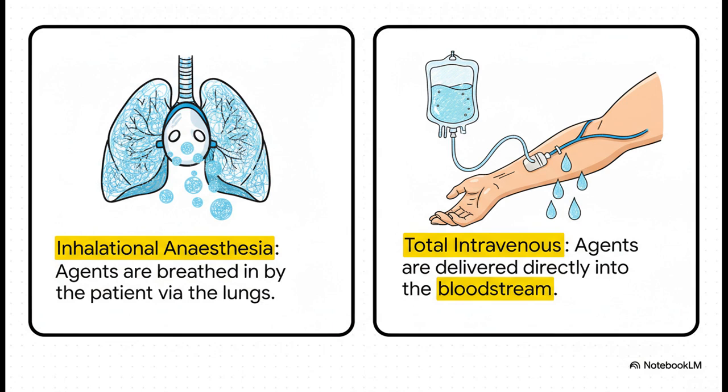The first, and maybe the most common, is inhalational anesthesia. The anesthetic agent is turned into a gas that the patient breathes in. The second is total intravenous anesthesia. You'll hear it called TIVA, and that's where we infuse the drugs directly through an IV line. Let's tackle the inhaled agents first.